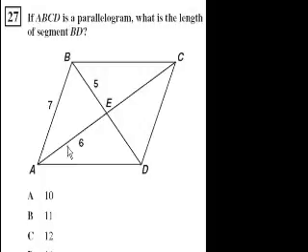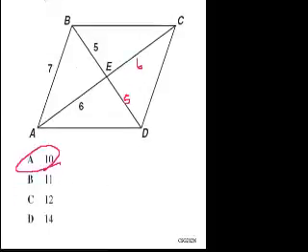So this diagonal splits this diagonal in two. So if this is 6, this is also going to be 6. And this diagonal splits BD in two. So if this is 5, then this is also 5. So BE is 5, ED is 5, then BD has to be 10. Choice A. Let me copy and paste 28 in here. 28.